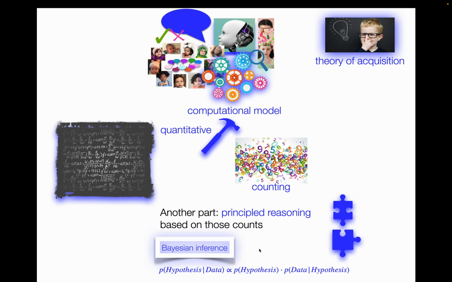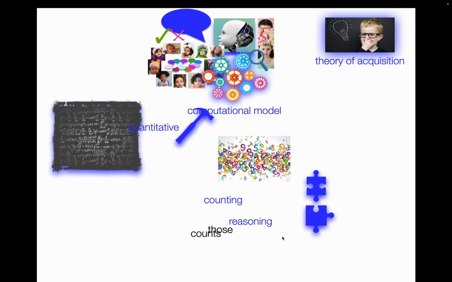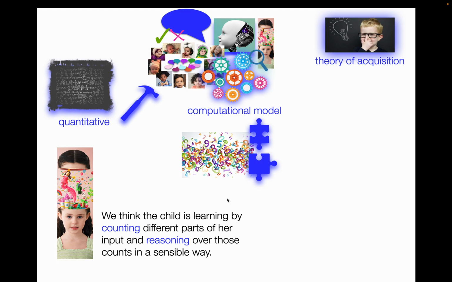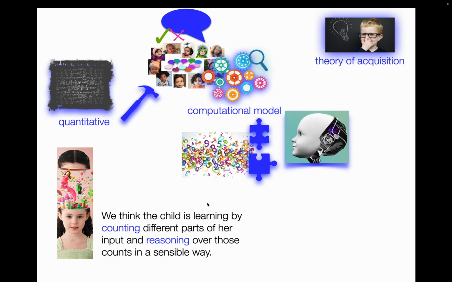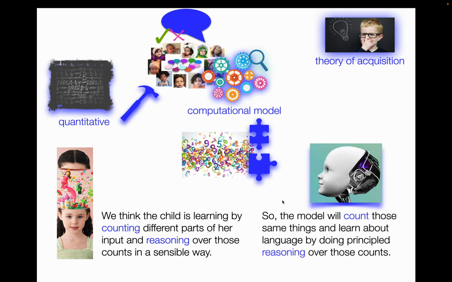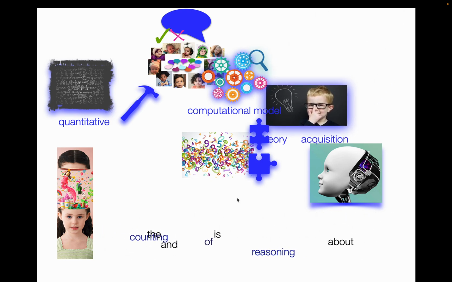And one way I like to use is something called Bayesian inference, where you take account of both your prior belief in whatever hypothesis as well as how well that hypothesis fits the current data you've seen so far. But there are different ways to use those counts, and the important thing is to have some sort of principled way to reason about the information those counts give you. And so we think the child is learning by counting different parts of her input and reasoning over those counts in a sensible way. So the model is also going to count those same things and learn about language by doing principled reasoning over those counts.